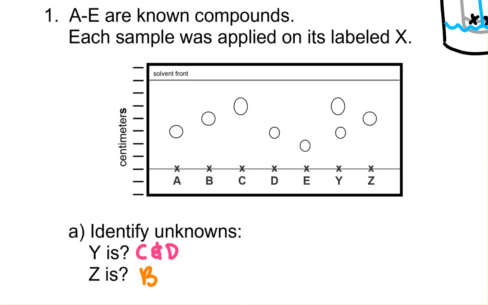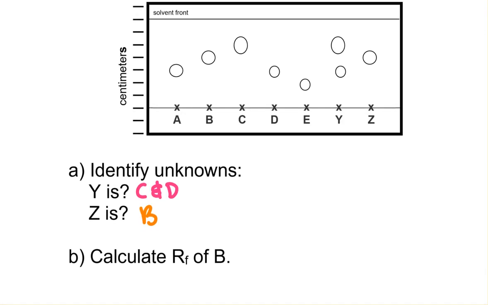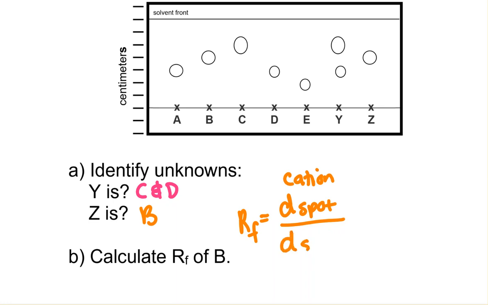Another thing we might want to do is to calculate an RF, a retention factor. And that's a measure of how far the substance travels versus how far the solution went. So basically, to do a retention factor, we need to make measurements. It's the distance that the spot travels, or in our case, that's the cation, divided by the distance that the solvent travels, our eluting solution.